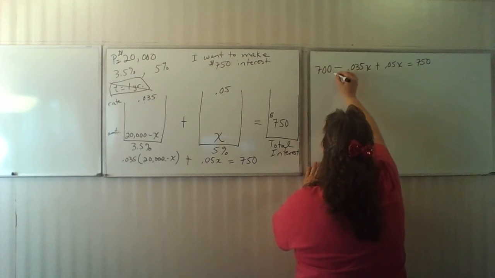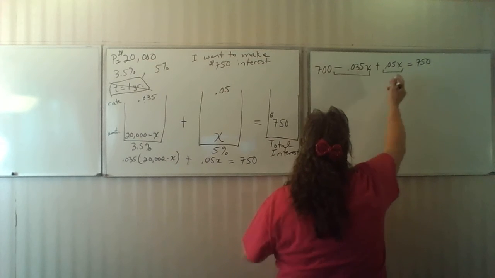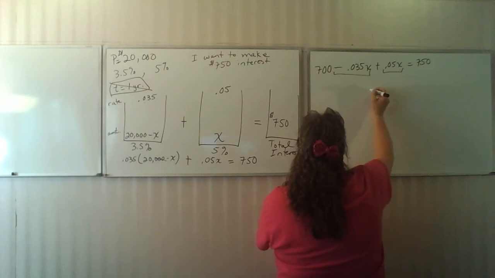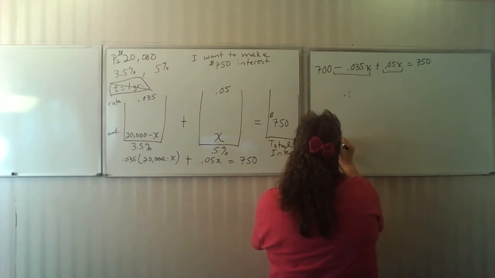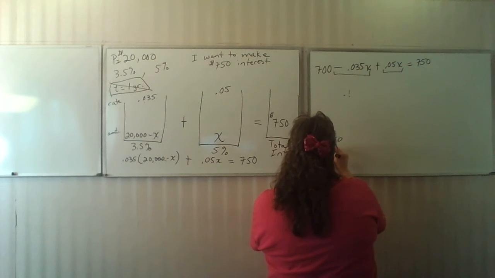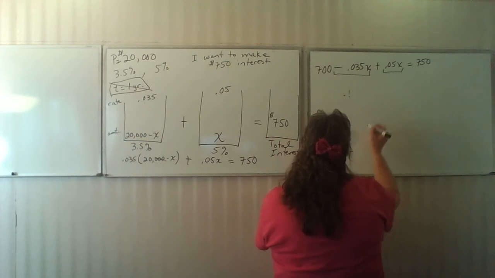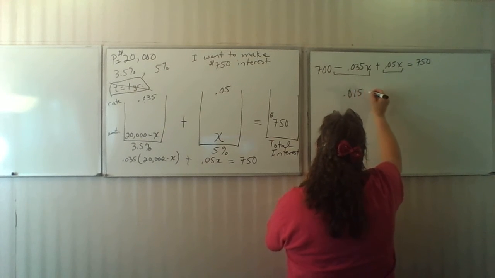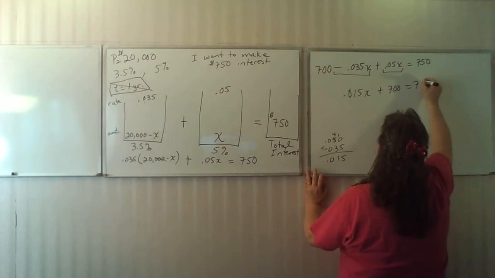Okay, combine my like terms, and that's going to give me, let's make sure we get that right, 0.05 minus 0.035, yes, 0.015X plus 700 equals 750.